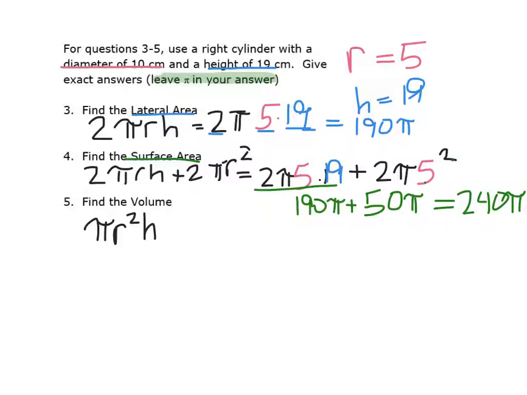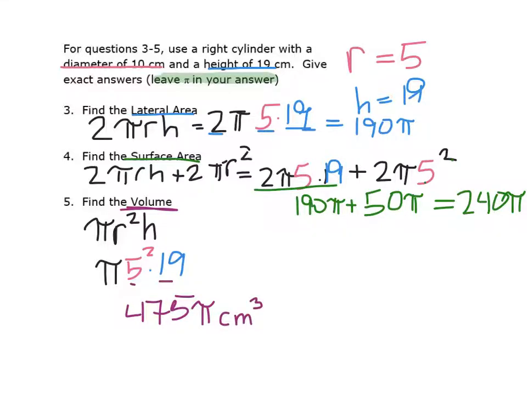And then we have our last one, which is talking about volume. Volume is going to be pi times the radius squared, which we know is 5. So 5 squared times the height, which is 19. So 5 squared is 25. 25 times 19 comes out to 475, and we leave that pi in our answer. So we have our volume. And all of these are in centimeters. So volume is centimeters cubed, surface area is centimeters squared, lateral area is also centimeters squared.